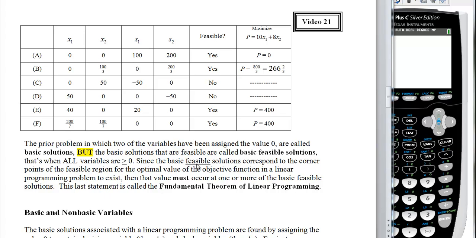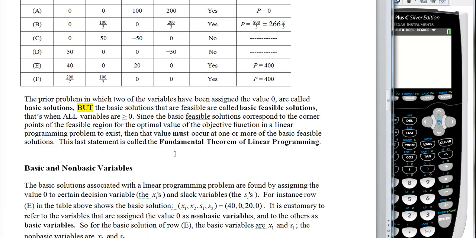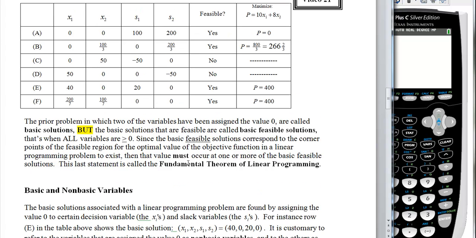Now, since the basic feasible solutions correspond to the corner points of the feasible region, for the optimal value of the objective function in linear programming to exist, then that value must occur at one or more of the basic feasible solutions. So that last statement is called the fundamental theorem of linear programming. It also sounds familiar to what we had back in the last chapter. Keep on going. Basic and non-basic variables.